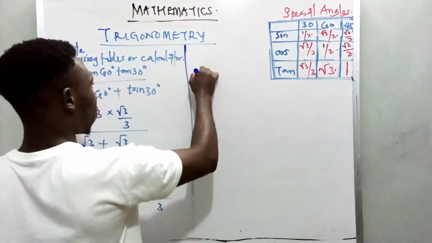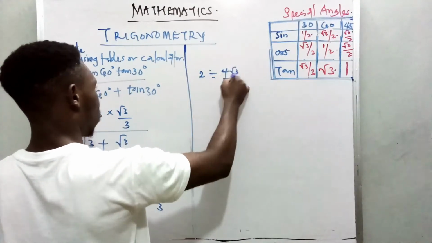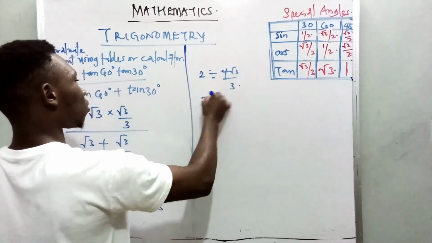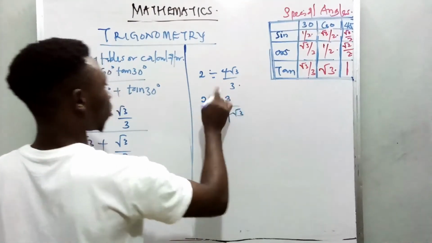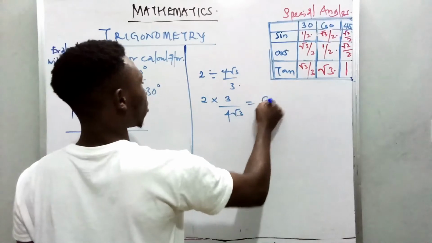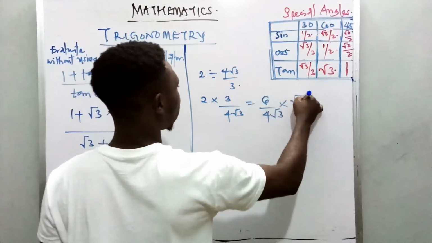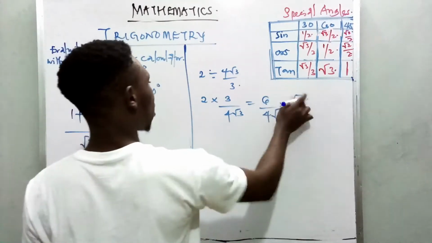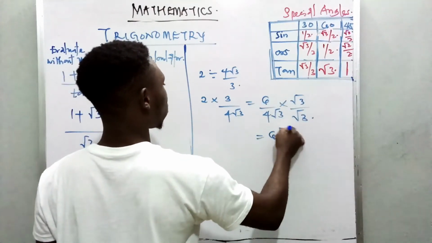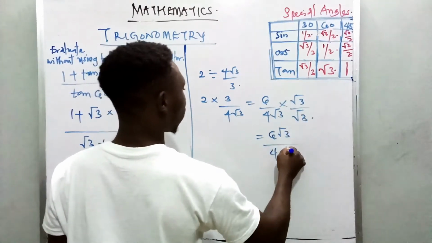This is now 2 divided by 4 root 3 over 3. That's 2 times 3 over 4 root 3. 3 times this, that's 6 over 4 root 3. So rationalize: root 3 over root 3. 6 times root 3 is equal to 6 root 3 over 4 times root 3 times 3, that's 3.